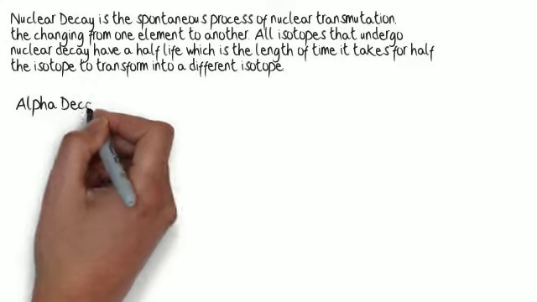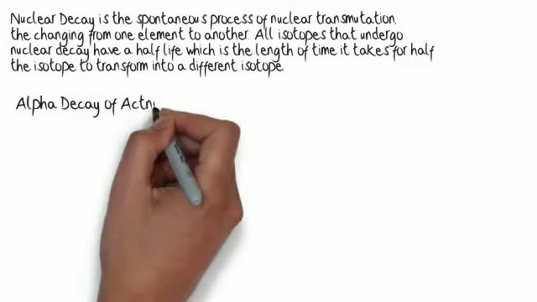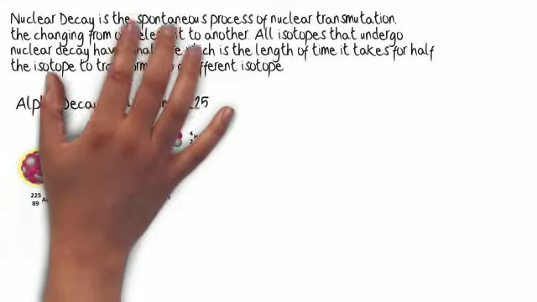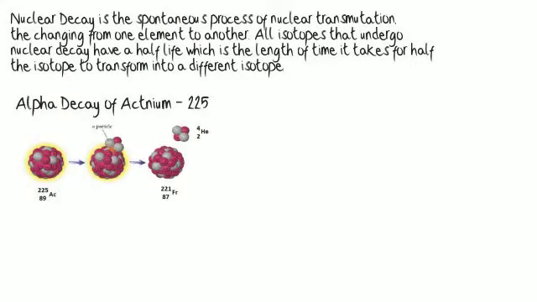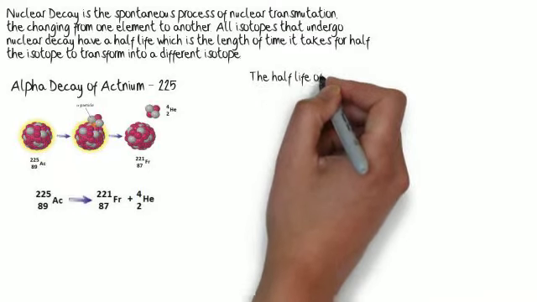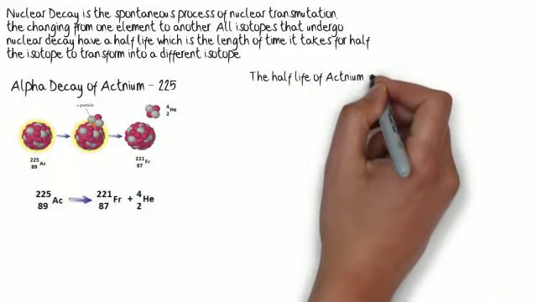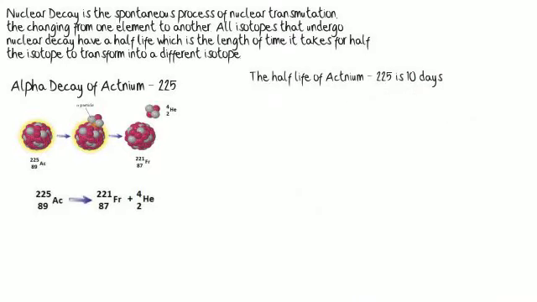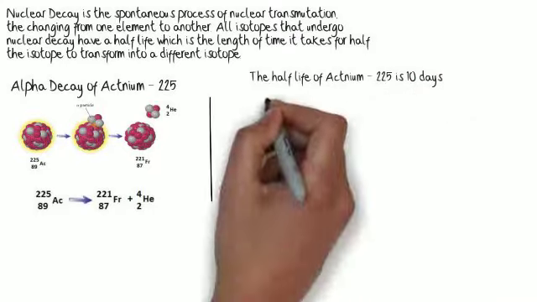So let's start out here by looking at the alpha decay of Actinium-225. So here's a picture of the alpha decay of Actinium-225 and the equation for Actinium-225. We learned how to write nuclear decay reactions and transmutation reactions in the previous video, so you should check that out if you don't understand what you're seeing there. And what we have here is the half-life of Actinium-225 is 10 days.